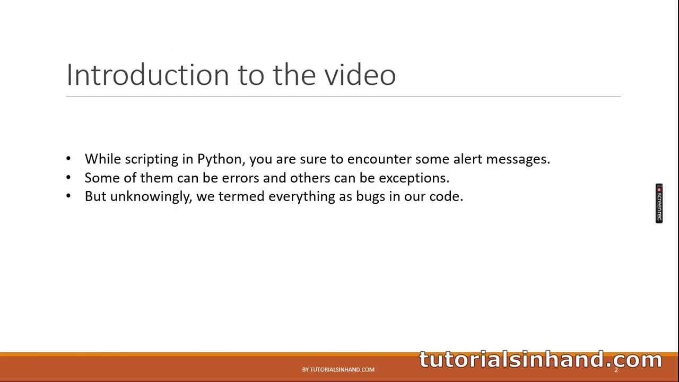While scripting in Python, you are sure to encounter some alert messages. Some of them can be errors and others can be exceptions. But unknowingly, we termed everything as bugs in our code. As Python developers, when we code any web application or any machine learning model using Python, we may encounter some strange behaviors, and we generally introduce them under the same term, that is bug. But actually, from a deeper perspective, all bugs are not errors. In certain situations, you might face something which is known as an exception.